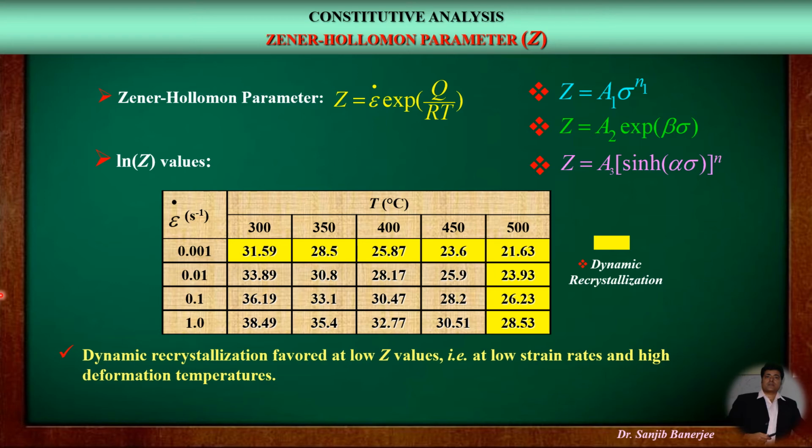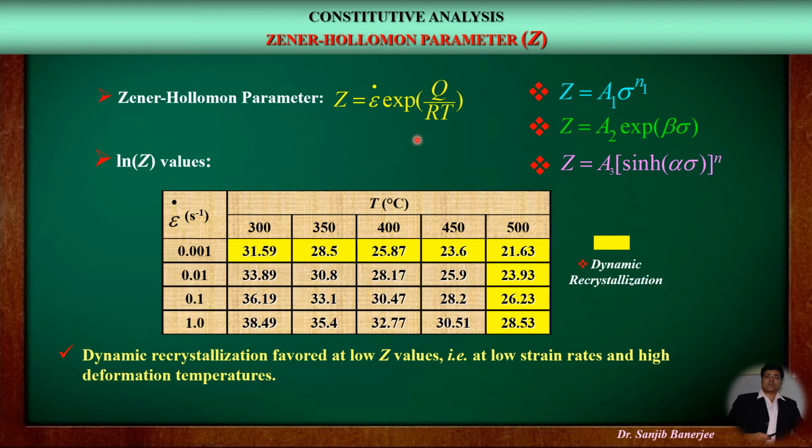At this point of time, we introduce a new parameter called the Zener-Hollomon parameter, or Z. In this expression, we see the Zener-Hollomon parameter denoted by Z is equal to epsilon dot, which is the strain rate, into exponential of Q by RT, where Q is the activation energy for deformation, R is the universal gas constant, and T is the working temperature.